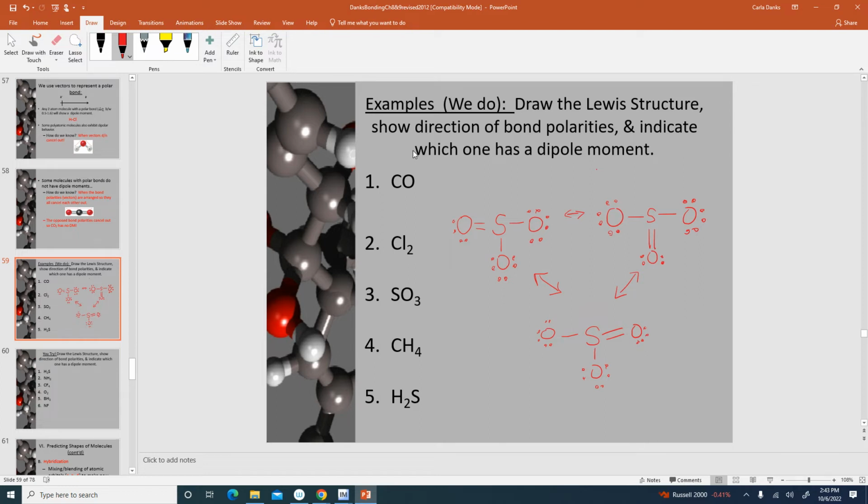Okay, so there's 3 resonance structures. So I wanted to review resonance. Now let's get back to the polarity.